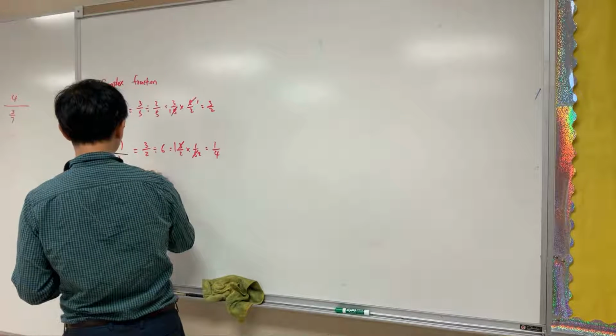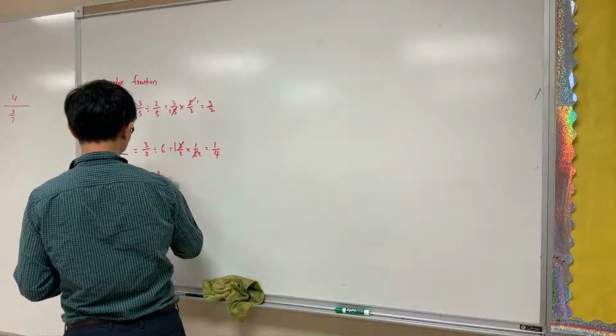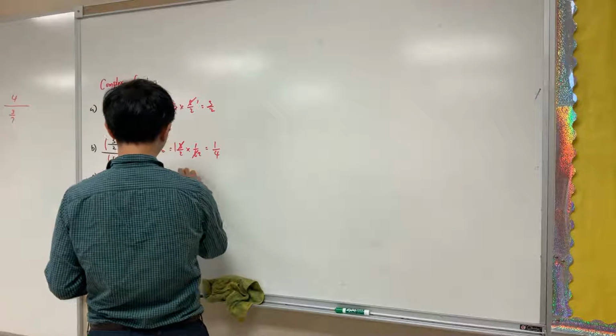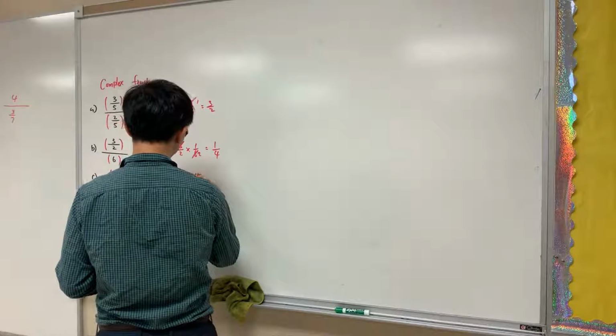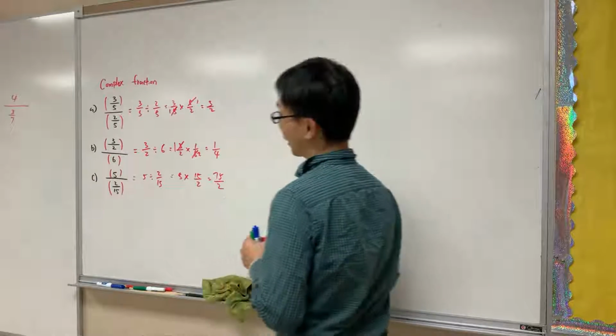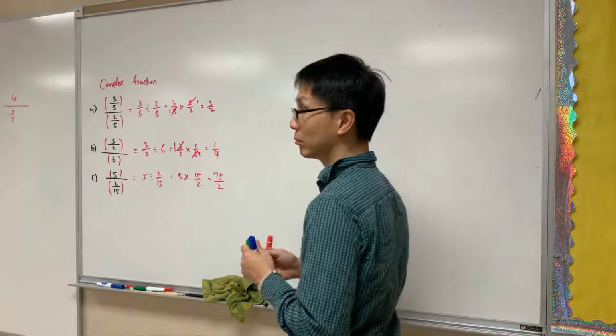Here we got 5 divided by 2 over 15. Does that make sense? So it'll be 5 times 15 over 2. That makes 75 over 2. So that was somewhat easy.